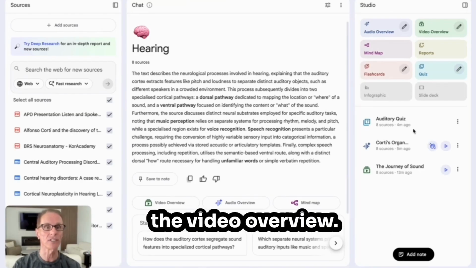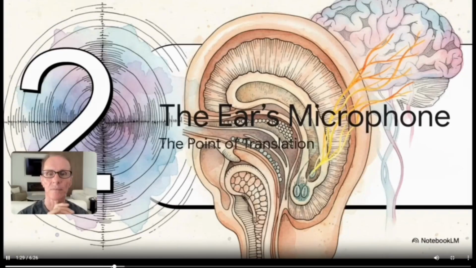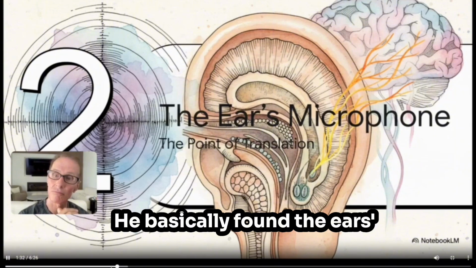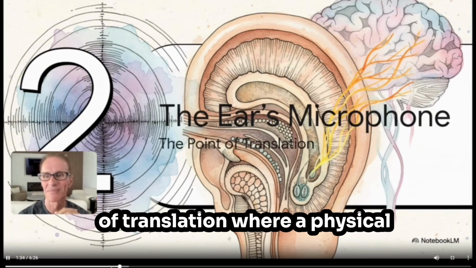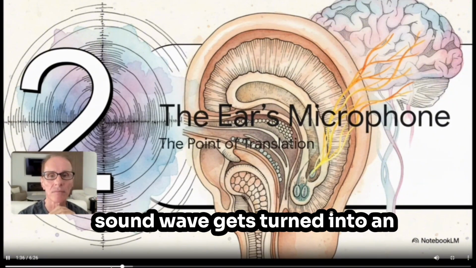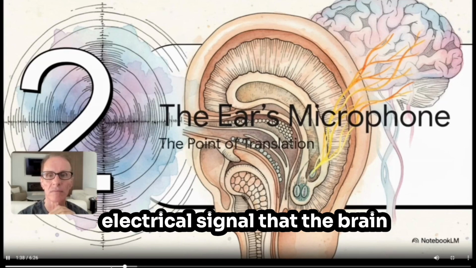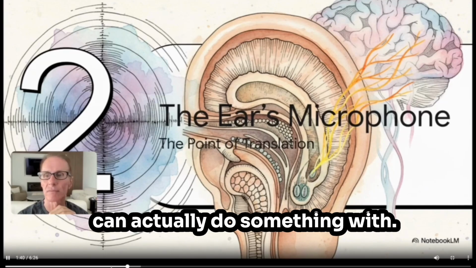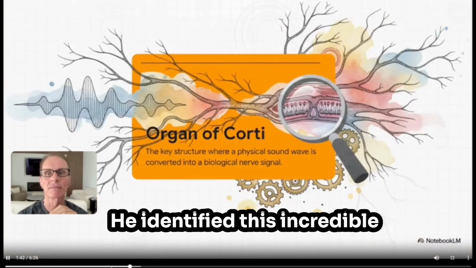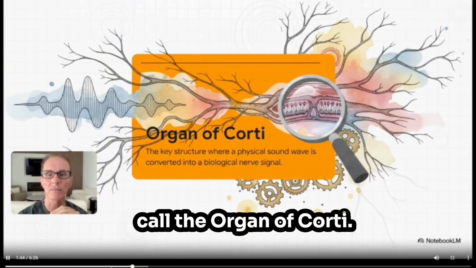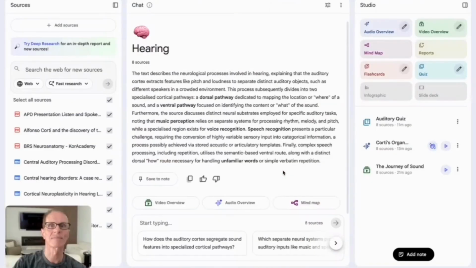Let's have a look at the video overview. He basically found the ear's microphone, the exact point of translation where a physical sound wave gets turned into an electrical signal that the brain can actually do something with. He identified this incredible structure, which we now call the organ of Corti.